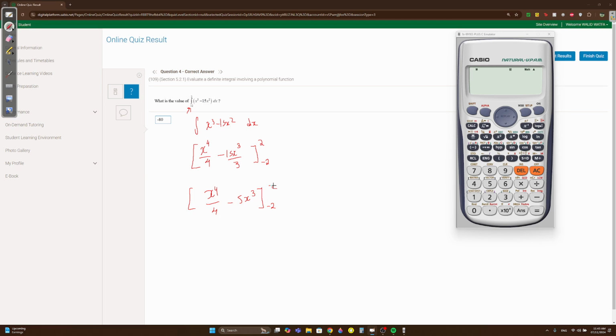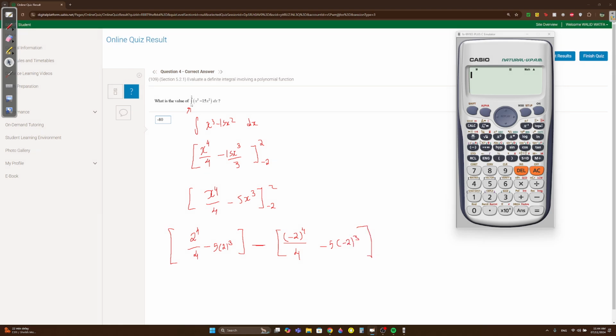So you're going to substitute 2 and then subtract minus 2, right? Substitute 2, you're going to get 2 to the power 4 over 4 minus 5 times 2 to the power of 3. This is when I substitute 2. Now substitute minus 2. You always subtract. Minus, minus 2 to the power of 4. Please remember, if it's a negative, put it under the bracket. Over 4 minus 5 times negative 2 to the power of 3.